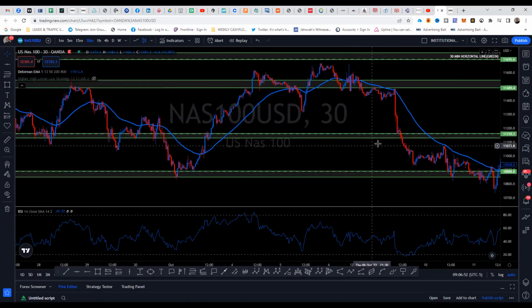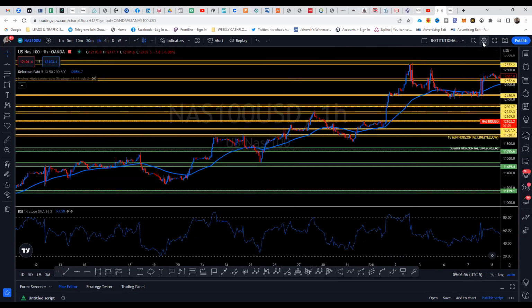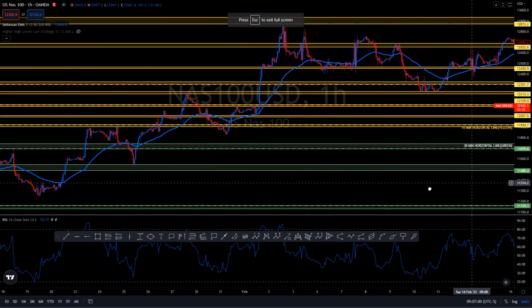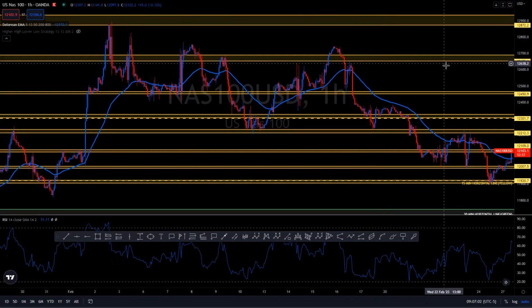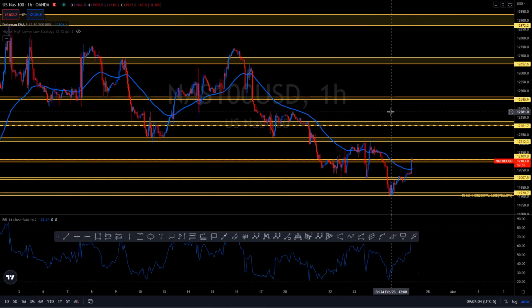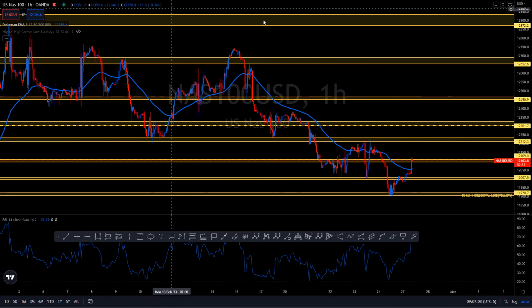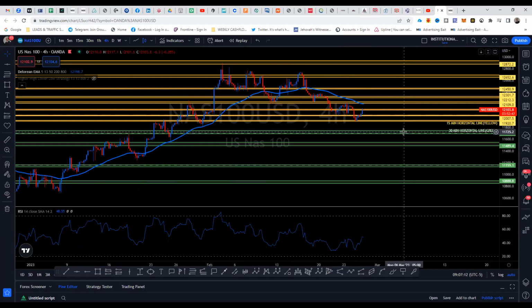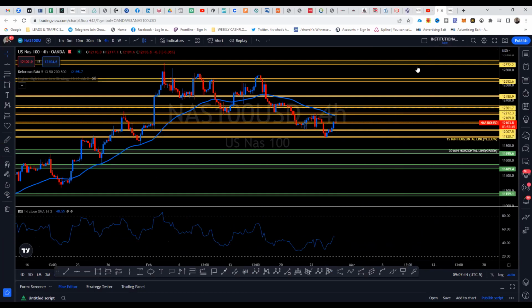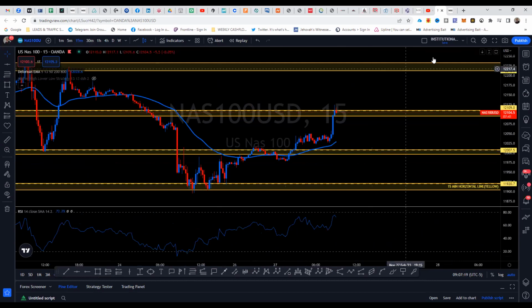So let's move on to the 1-hour time frame. So this is the 1-hour time frame. Let's go on to the 4-hour time frame since we're close to current price. And this is where price is at now. So let's go back to the 15-minute time frame now. This is where we're at.